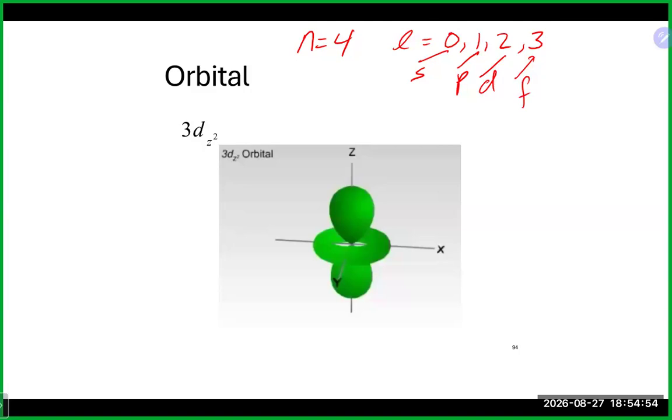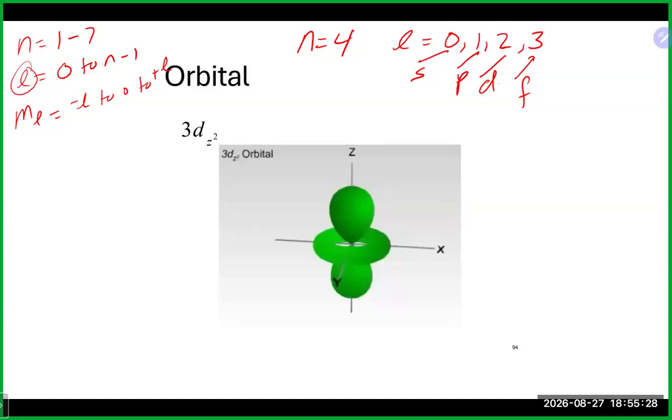And again, n will have values of 1 through 7. L will basically be 0 to n minus 1. So basically all whole numbers starting at 0 and ending at n minus 1. And once again, m sub L will run for every individual L value that you have. The m sub L will go from minus L to 0 to plus L, also whole numbers all the way across as you go through that.